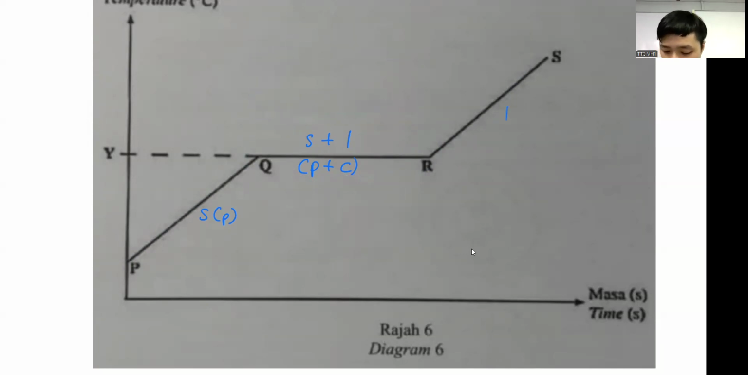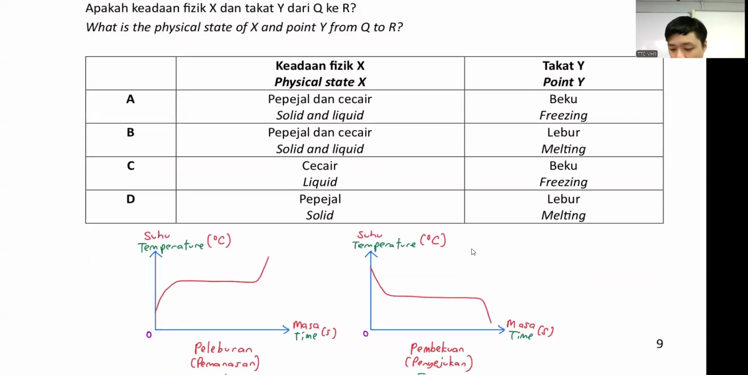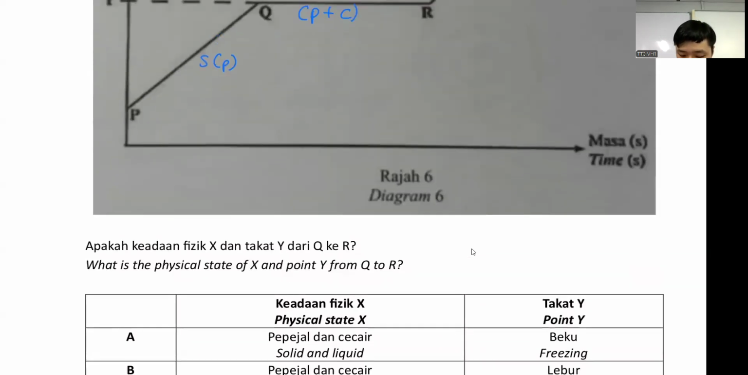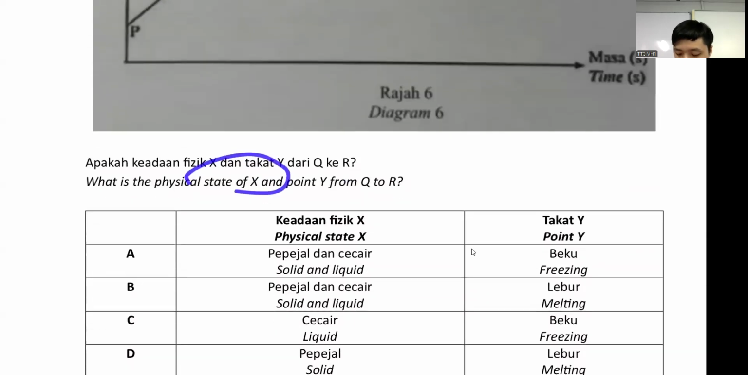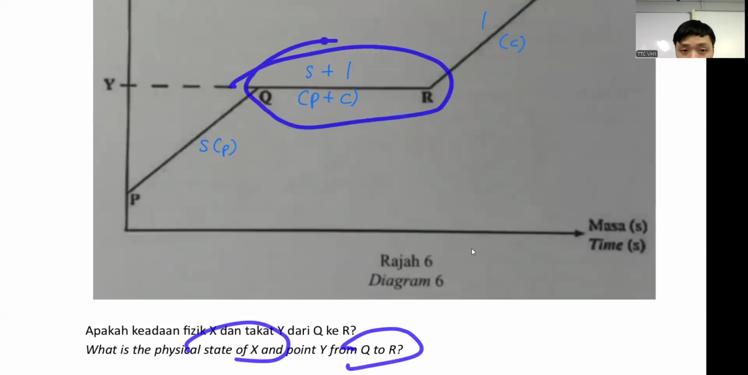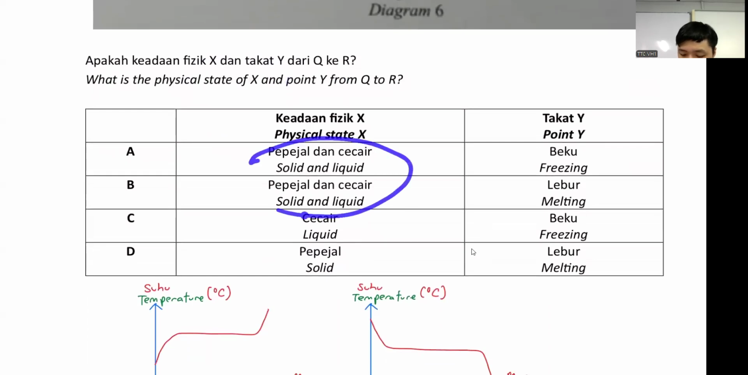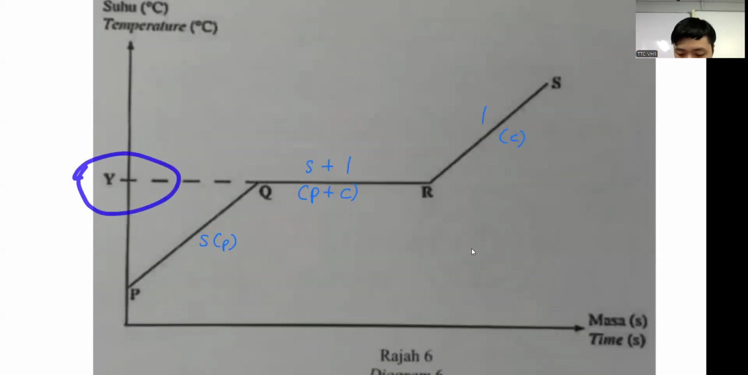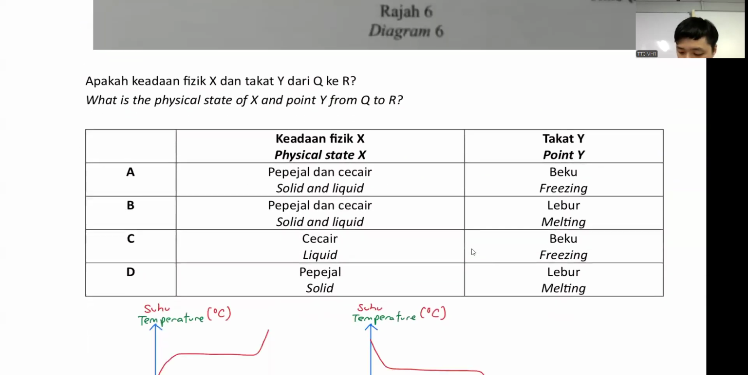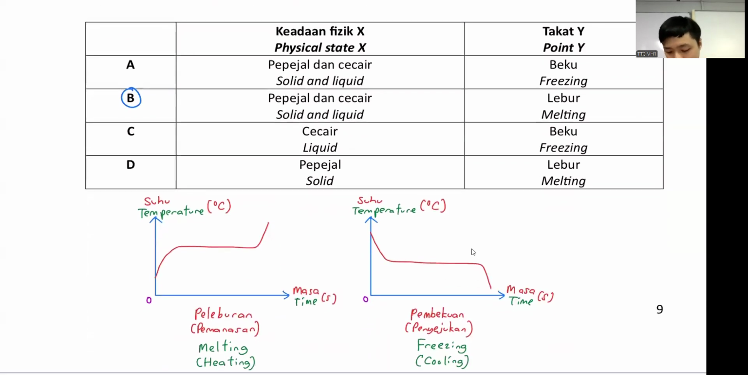Then R and S is liquid, cecair. So of course, the correct one, physical state of X from Q to R, solid and liquid. Melting is correct for point Y. Point Y is a melting point. Takat lebur. So B. Okay, if you don't understand, you ask me.